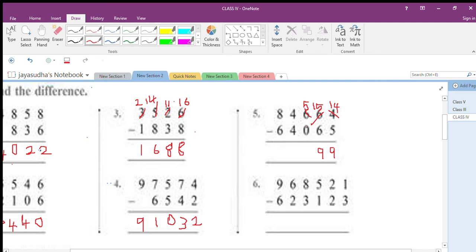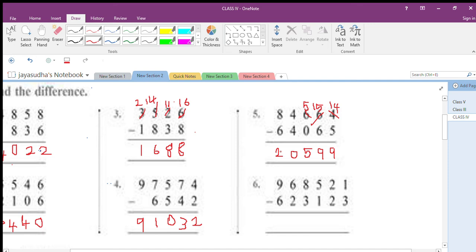Here 5, in down 0. 5 minus 0: any number you subtract with a 0, you answer the same number itself. So you get 5 here. 5 minus 0 is 5. Come to the next column, here 4, 4. 4, 4 means same number. Same number you have to subtract, what is your answer? 0. Then 8 minus 6 is 2.